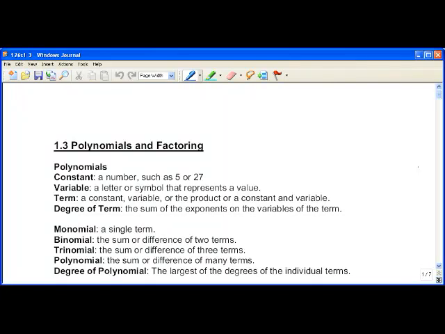Hello and welcome to 1.3 Polynomials and Factoring. So polynomial, let's talk about what those are first. Polynomials, first of all, in terms of polynomials, some terms we have to define.